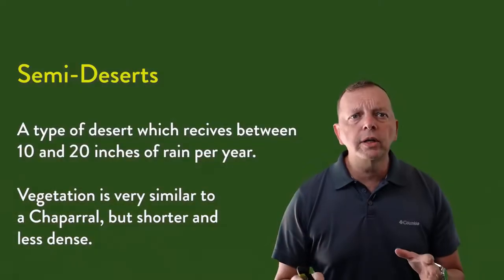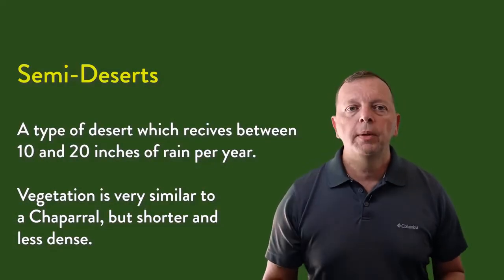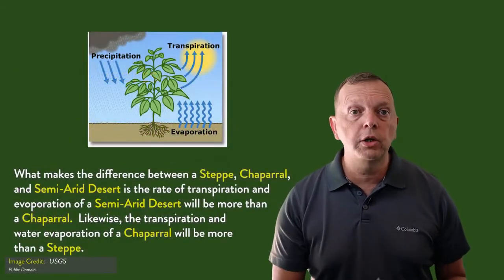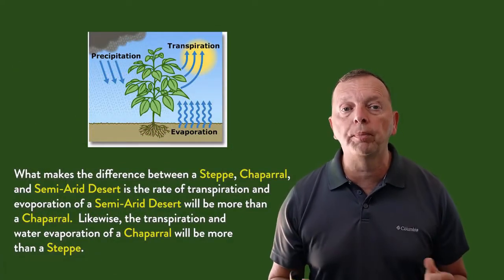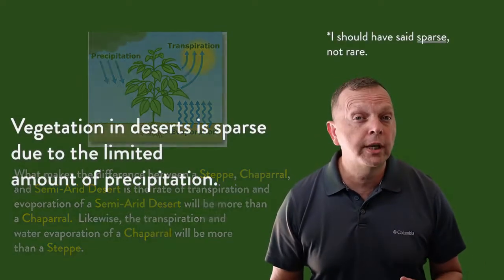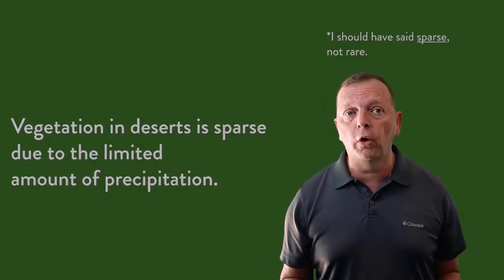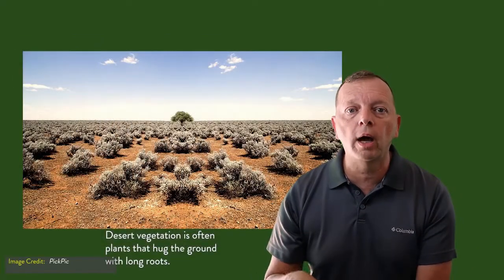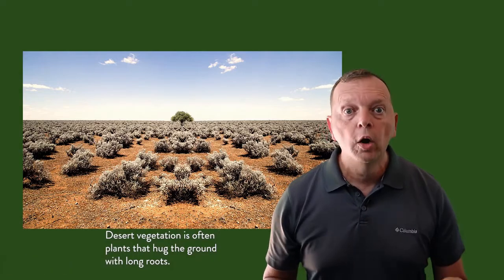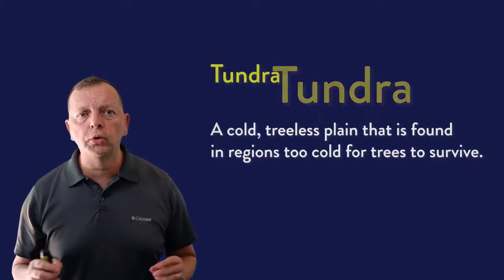Now, semi-arid deserts can receive up to 20 inches of rain each year, much like our steppe and our chaparral climates. But the semi-arid deserts will be in areas where there is high evaporation and transpiration of water moisture from the soil and plants due to the temperature, humidity, and soil characteristics of the region. Now, vegetation in deserts is rare, and sand actually covers 1/5 of the deserts of the world. We usually think of cacti when we think of desert vegetation, but there are other plants. These are usually plants that are low, hugging the ground, and have long taproots to be able to reach the water below. Our last major biome category is the tundra, which is the coldest of all biomes.